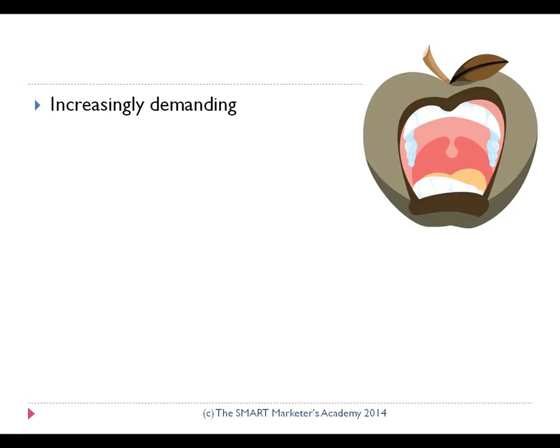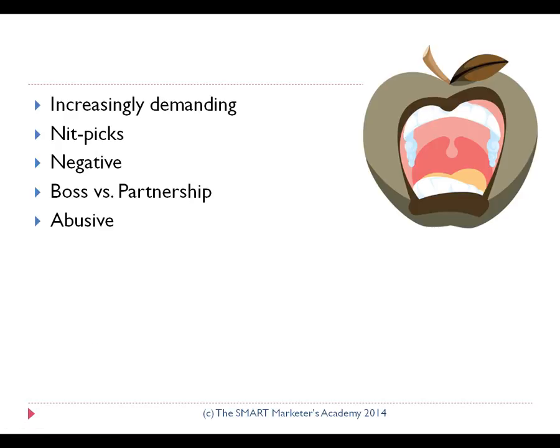They're increasingly demanding. They nitpick. They're negative. The relationship is more of a boss. They try to boss you around, instead of seeing you as an equal partner doing business together. They could be abusive. They generally have unrealistic demands and expectations. Some of them might be naive. Let's say that might be the case for a few people.